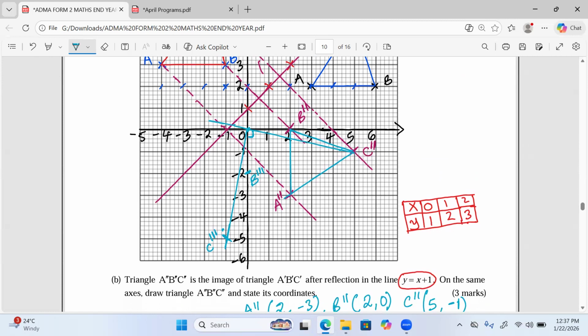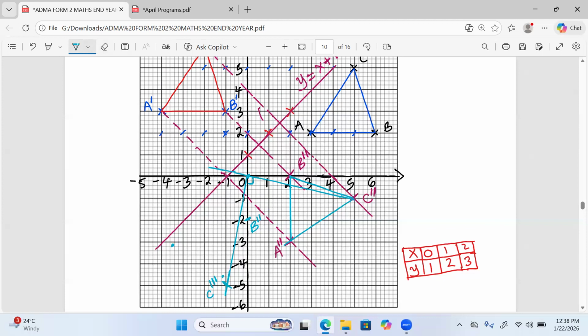Then finally, I connect A to the center of the rotation, which is the origin. Then I measure 90 in the clockwise direction. Then I produce the line there. And after producing it, I move an equal distance, which will take me to this point, A triple prime. That is A triple prime.